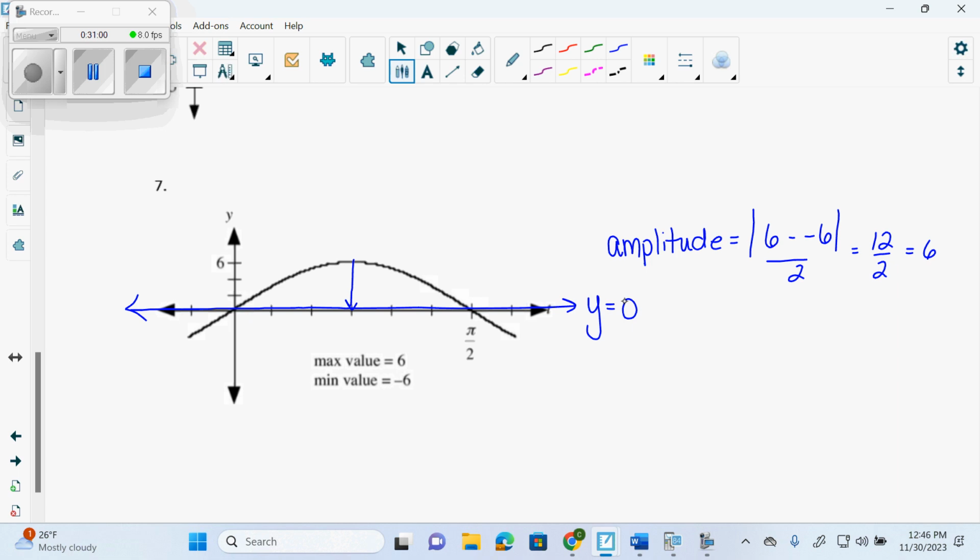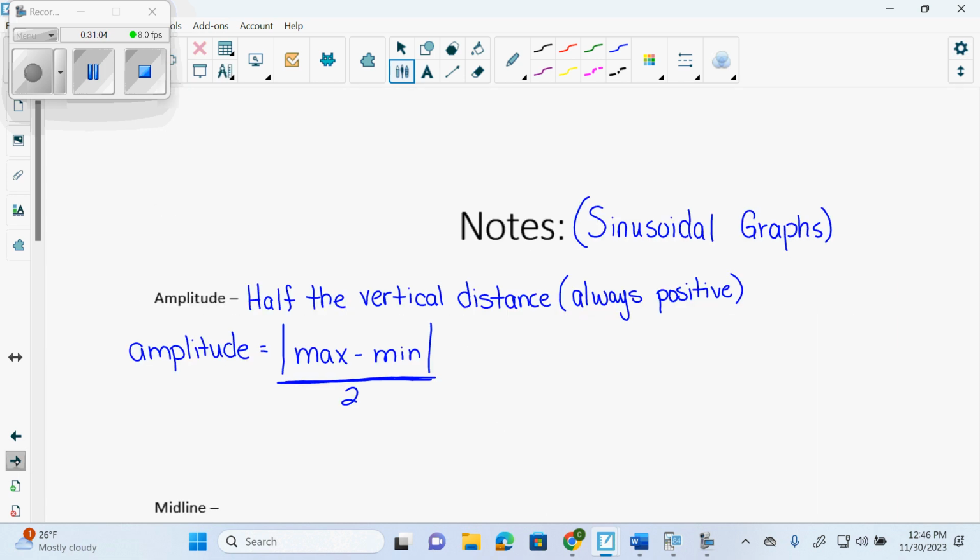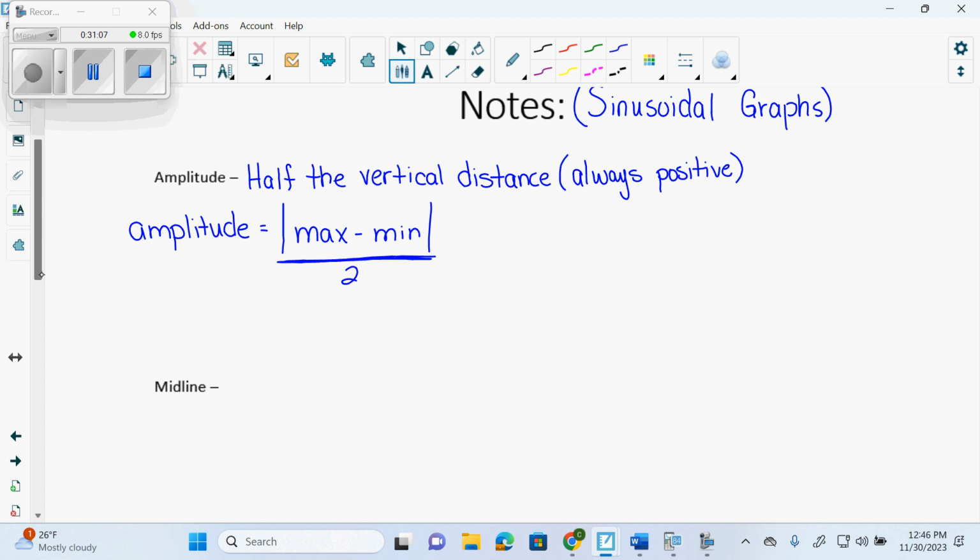All right. The last thing we're going to do before the end here is we're going to go to the midline. The midline we've actually found every time already. Did we not find the midline? It's that middle line. We already wrote it. But if they ask us for just the midline, it is the average.